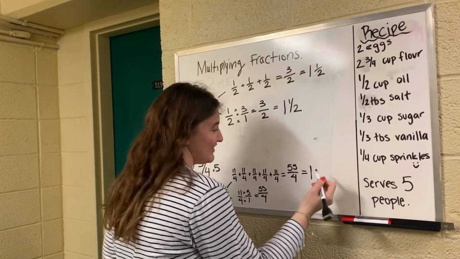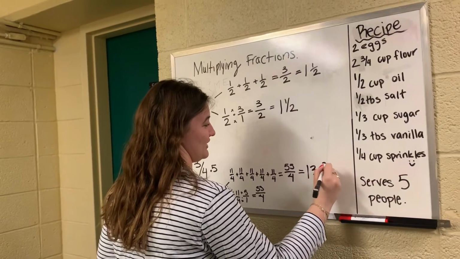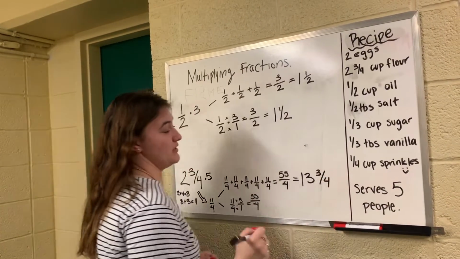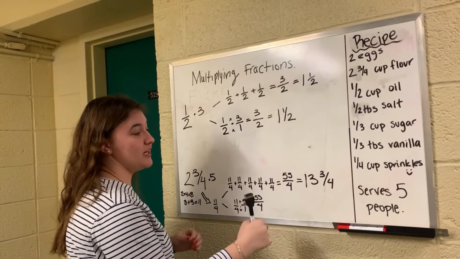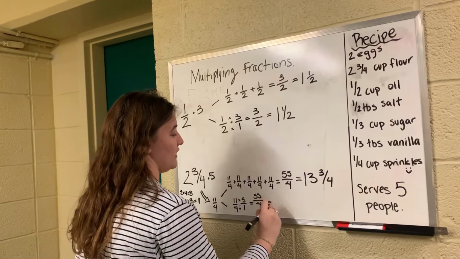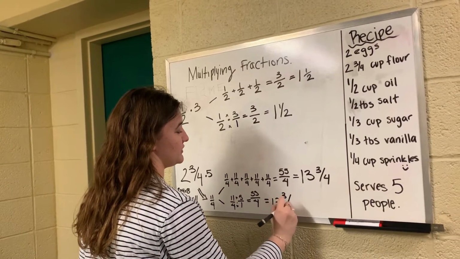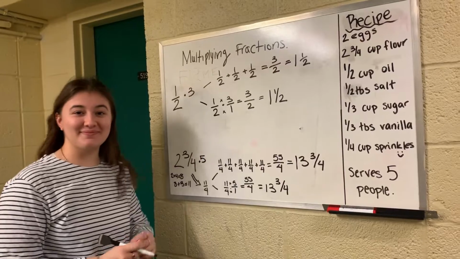So to finish off this example, we just need to convert this back to a mixed number, which I know off the top of my head is 13 3/4, because 4 goes into 55 13 times, and there's a remainder of 3. And this is the same answer.